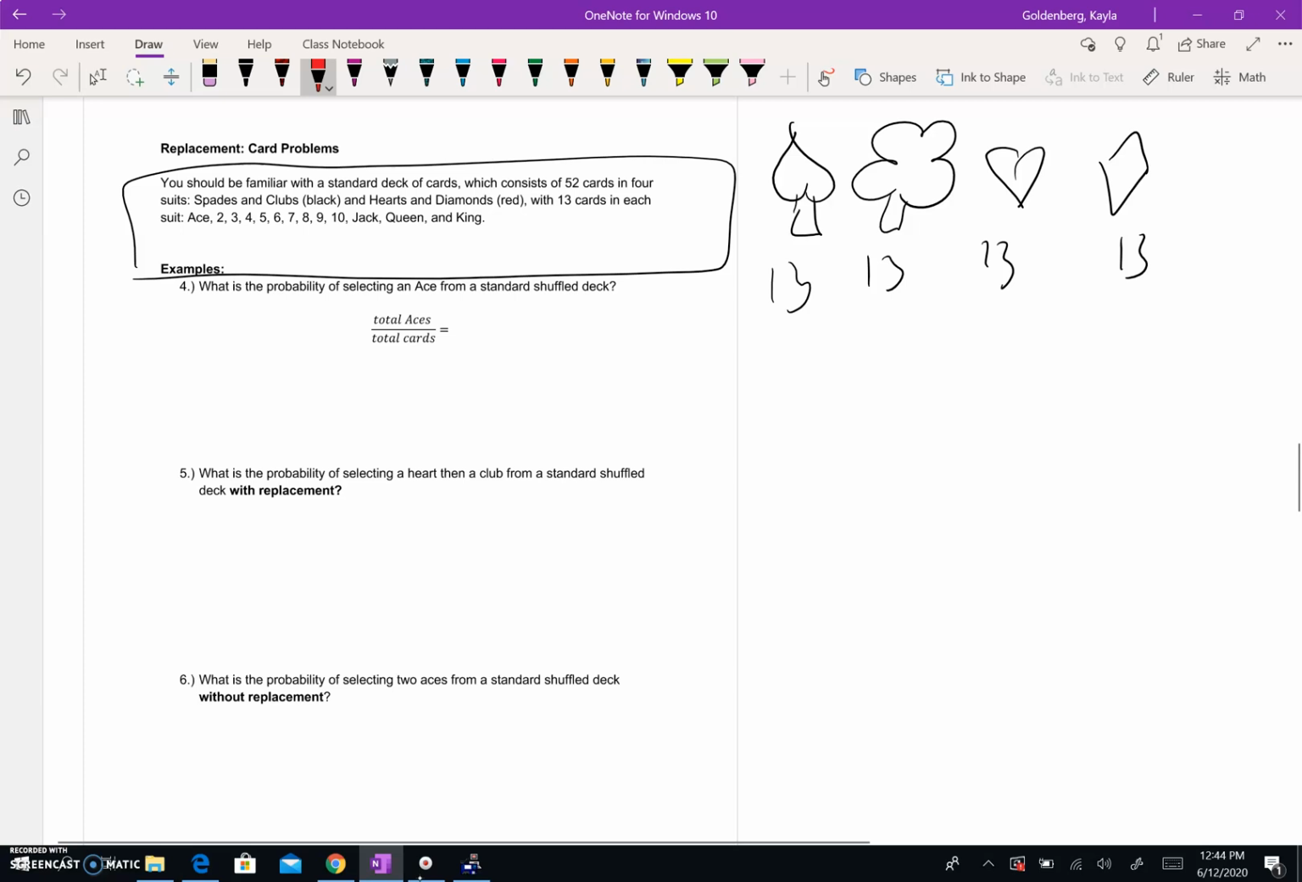Okay, so probability of selecting an ace. Total aces over total cards. There are 4 aces out of 52. That can simplify a little bit. Oops, sorry, that should be a 26. There we go. So that can simplify a little bit, and then once more to a 13th.